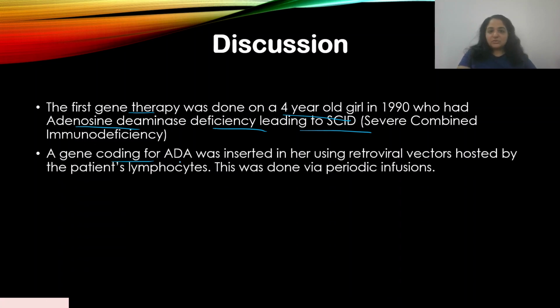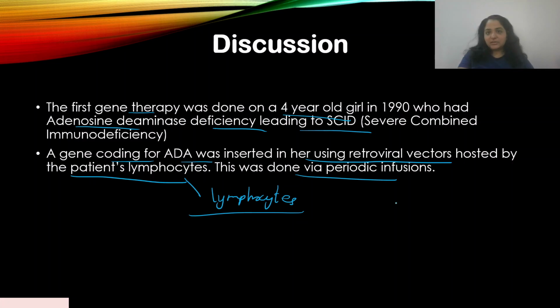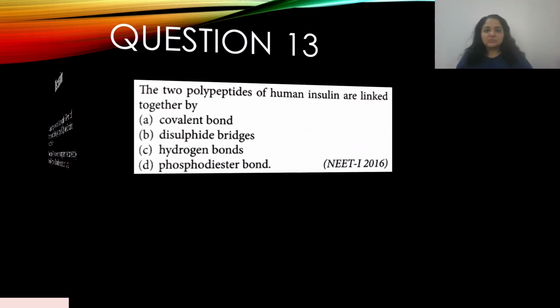So yeah, the gene coding for ADA was inserted in her using retroviral vectors hosted by the patient's lymphocytes. So the host was lymphocytes, and this was done via periodic infusions. Okay, clear? Let's move on.